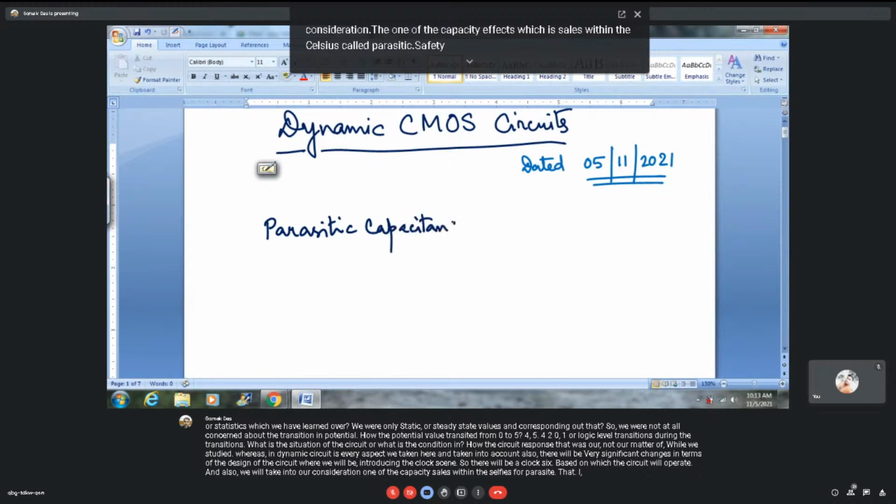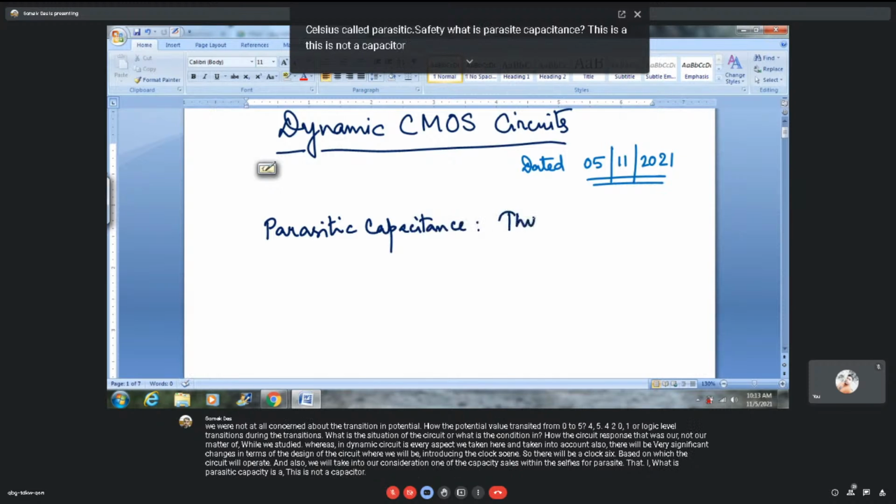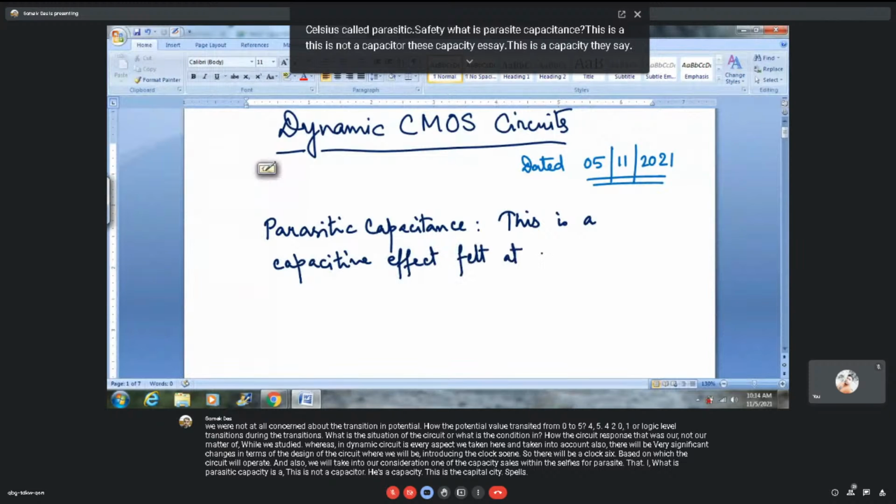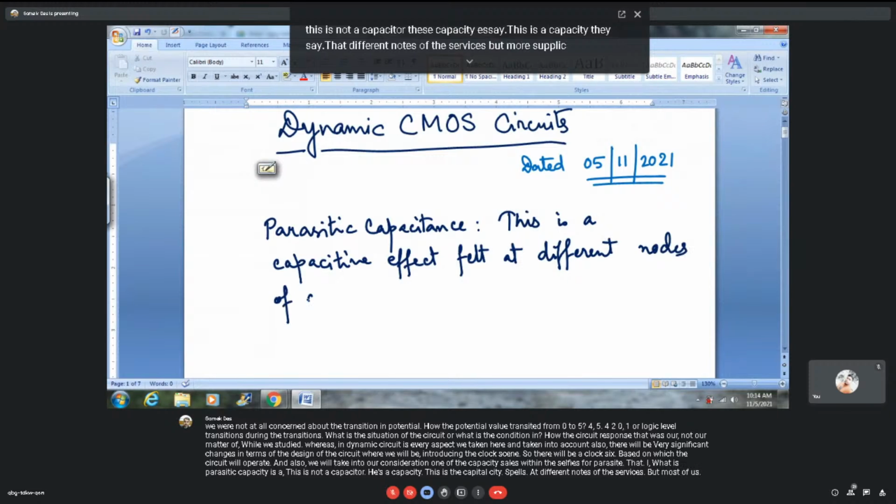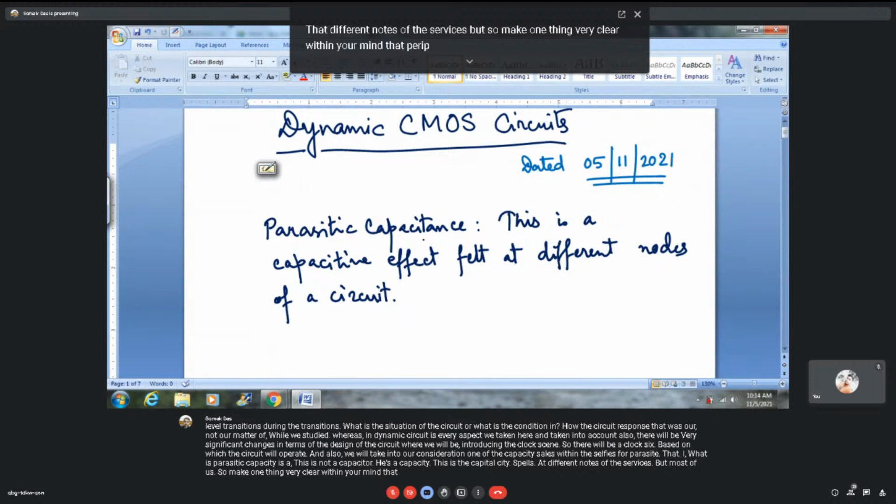What is parasitic capacitance? This is not a capacitor. This is a capacitive effect felt at different nodes of a circuit. So make one thing very clear in your mind, that parasitic capacitance is not a capacitor which you have introduced within your circuit. This is not a component level capacitor.